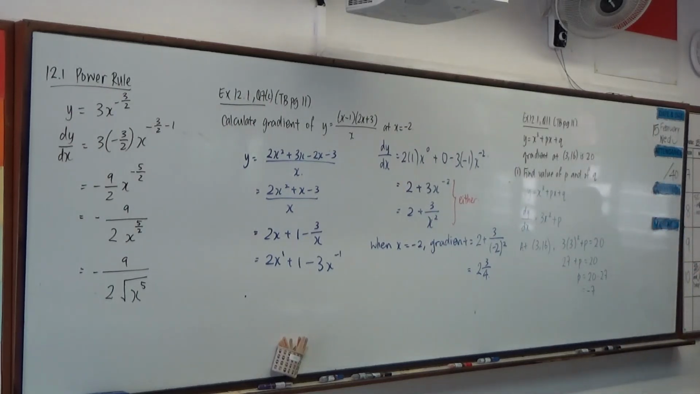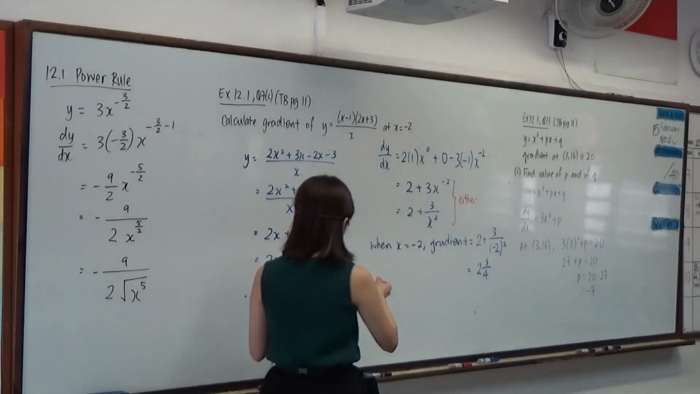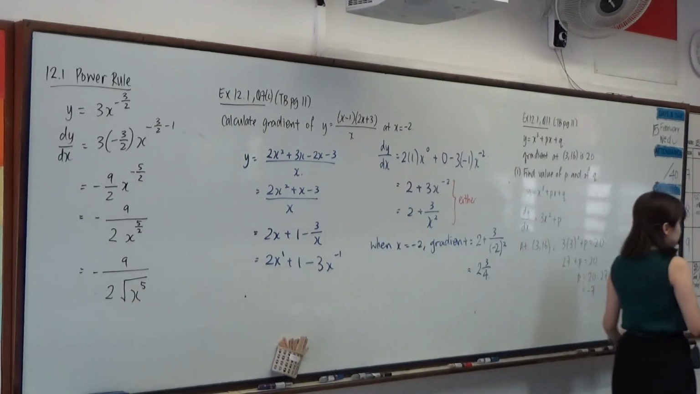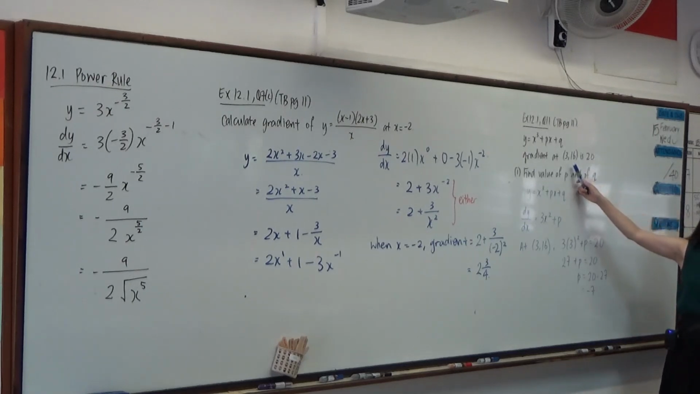So after getting p equals negative 7 already, we need to find q still. So how would we go about finding the value of q? Can you propose something? How do we find the value of q? I have already found p. Sub p back into the equation, and then the point (3, 16) also sub inside.